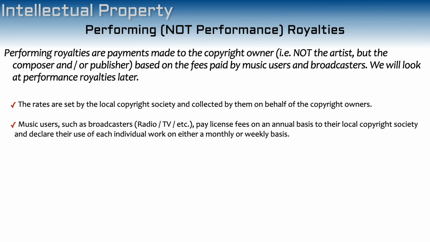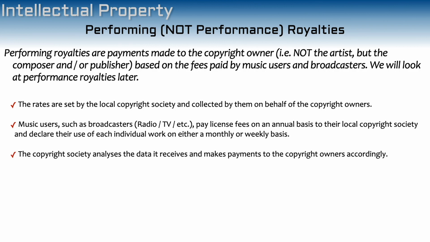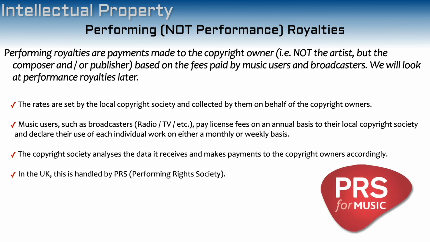Music users such as broadcasters, radio and television, etc., pay licence fees on an annual basis to their local copyright society and declare the use of each individual work either on a monthly or weekly basis. The Copyright Society analyses the data it receives and makes payments to the copyright owners accordingly, and in the UK, this would be handled by PRS, the Performing Rights Society.